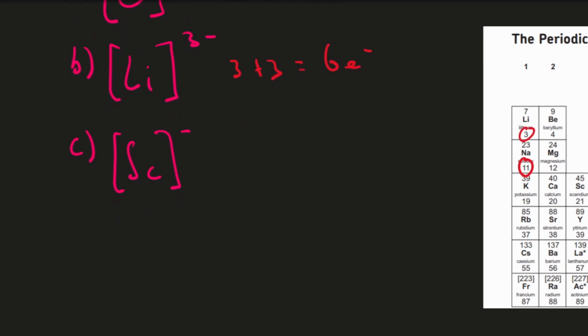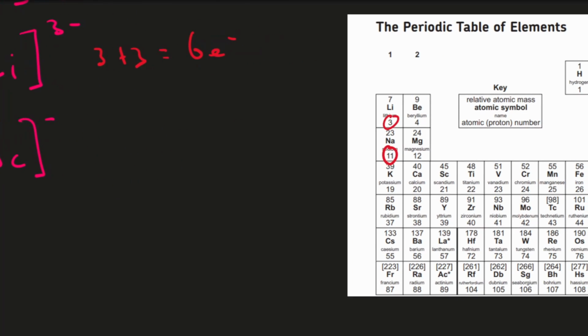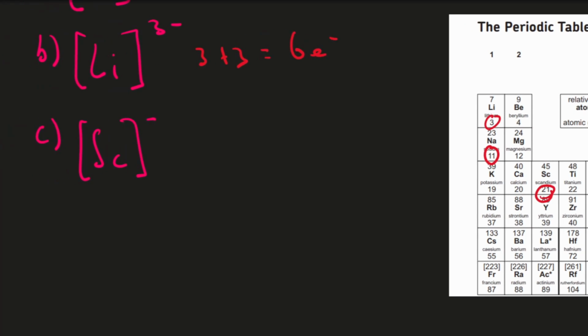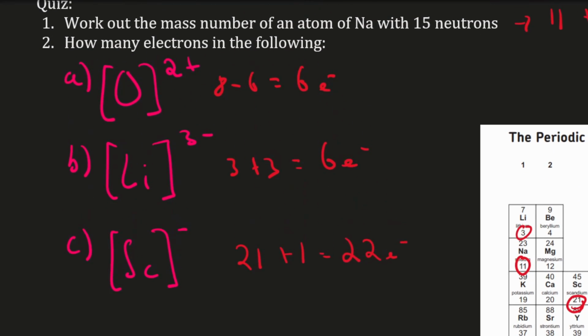Okay, and the last one here is Sc, so you need to find Sc. Scandium over here has a proton number of 21. It has a negative charge in this case. We know we need 1 more additional electron, and so we'd have a total number of electrons of 21 plus 1 to give you 22 electrons. Okay, so hopefully everyone got those ones correct, and I'll see you in the next one.